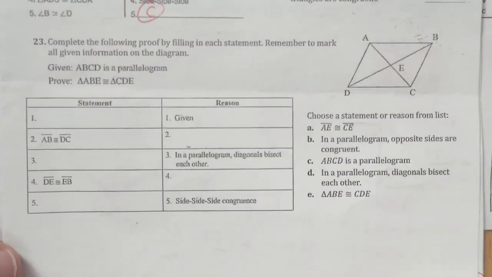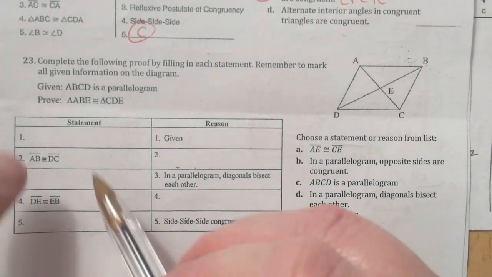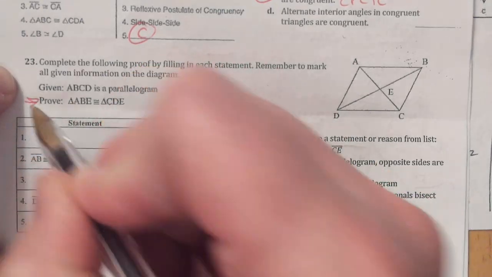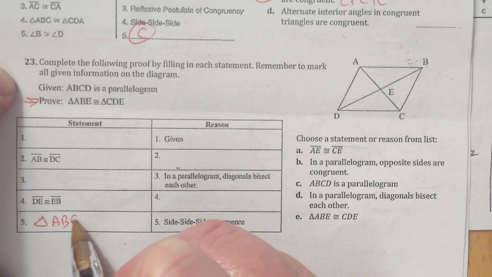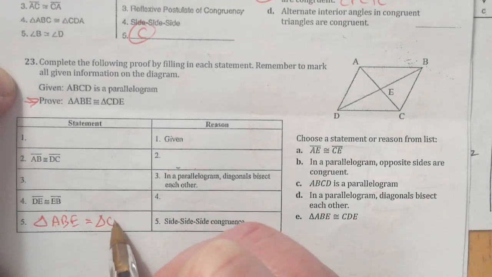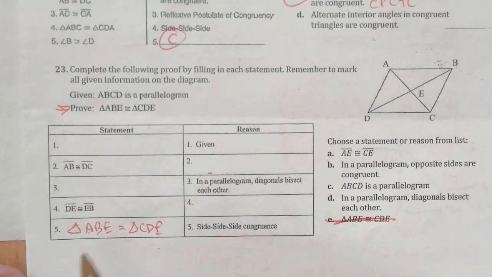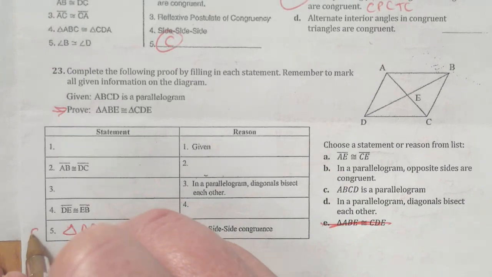Ooh, we're on our last one. Okay, here we go. We're just going to label as we go. I know for a fact that the last thing I'm ever going to do is what I was trying to prove. So that goes here: triangle ABE is equal to triangle CDE. What you're trying to prove is always the last step. The reason is just up there. So that would be E.